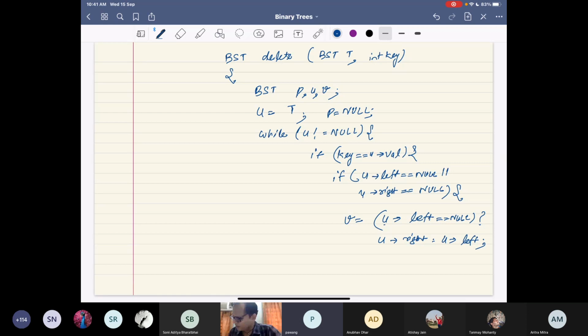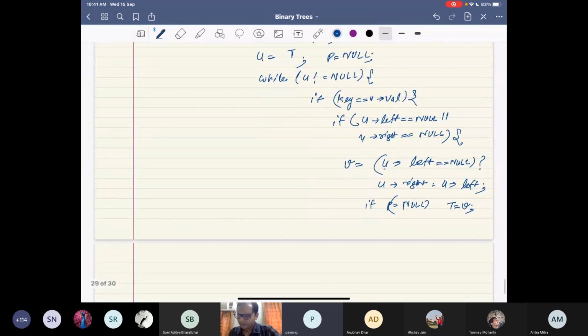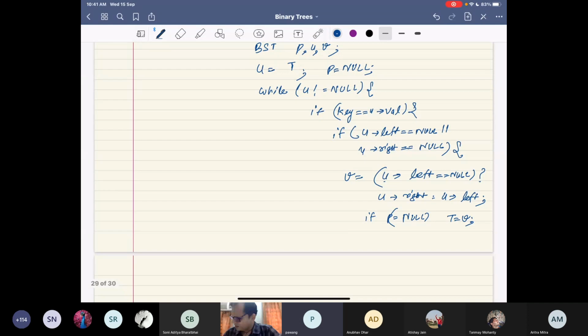And if your P was null, that means this was the case when the root itself had to be deleted. Another case you have to take care of: else if this value is less than the value.